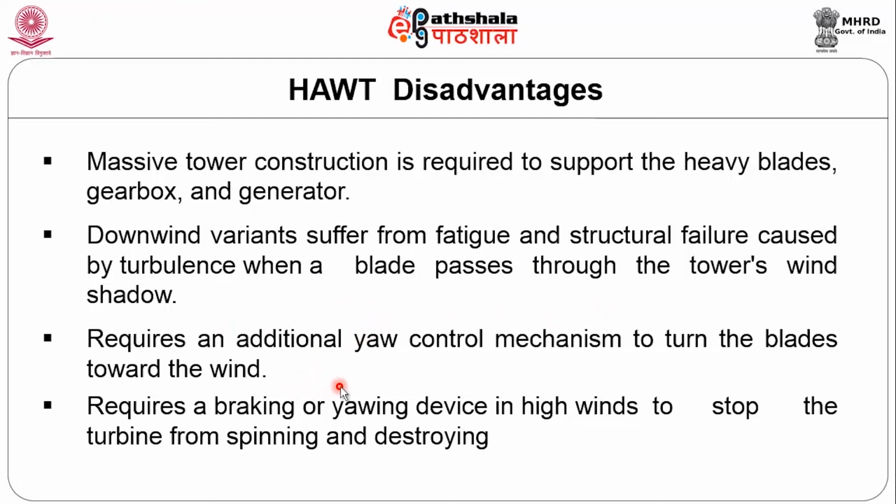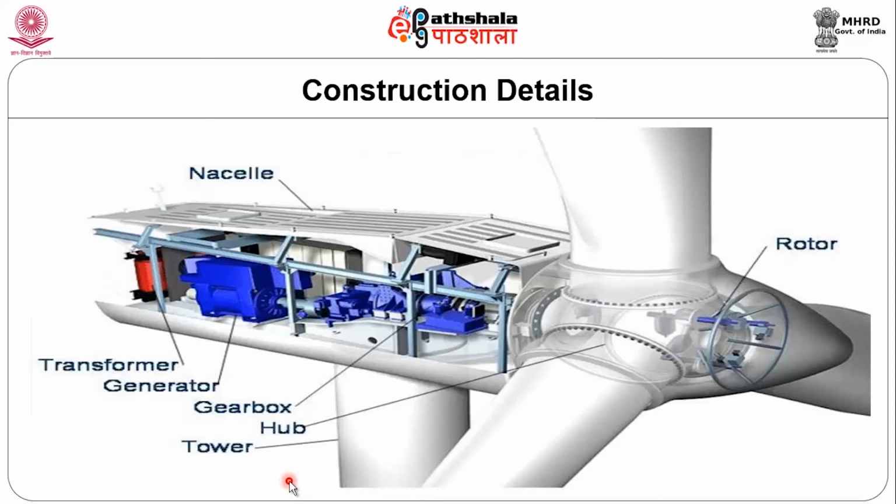It requires an additional yaw control mechanism to turn the blades towards the wind, and with additional yaw control, it again becomes expensive. It requires a braking or yawing device in high wind speeds to stop the turbine from spinning and destroying itself. These are some of the disadvantages.